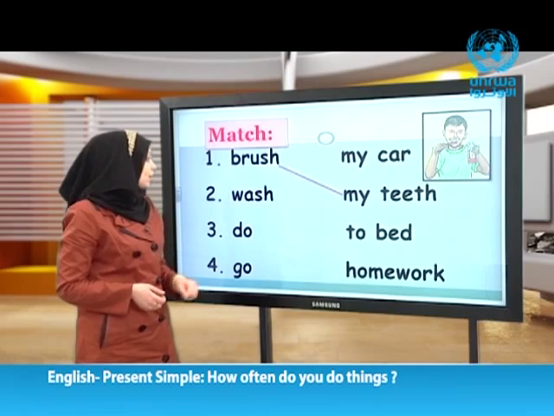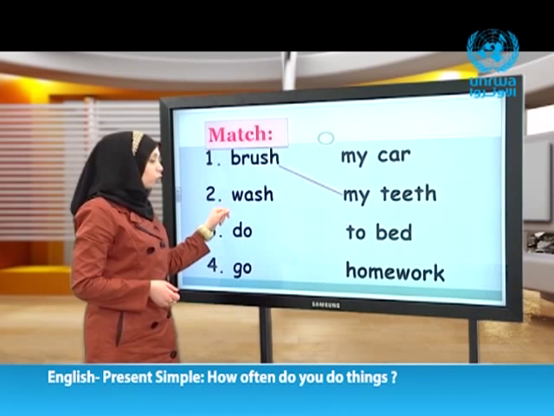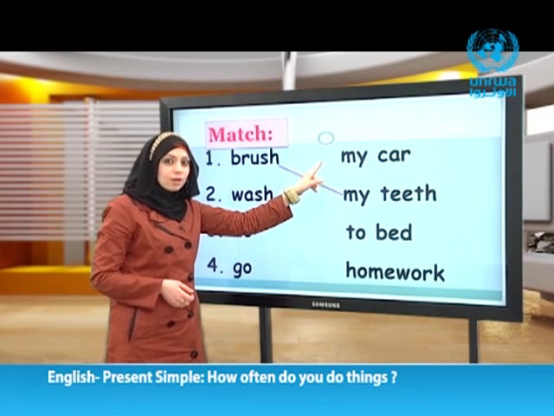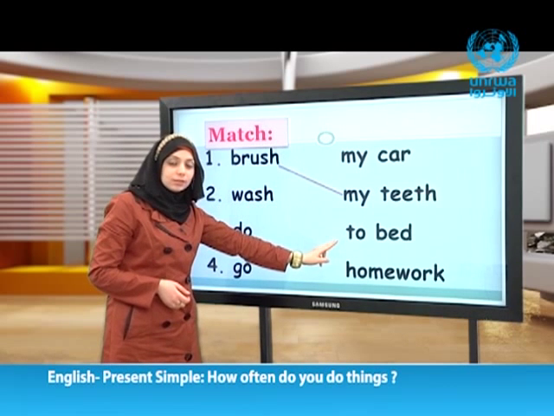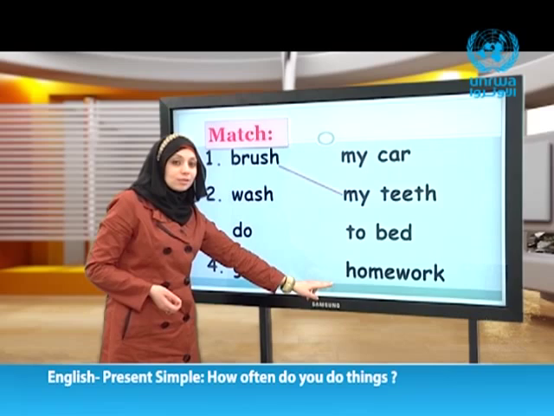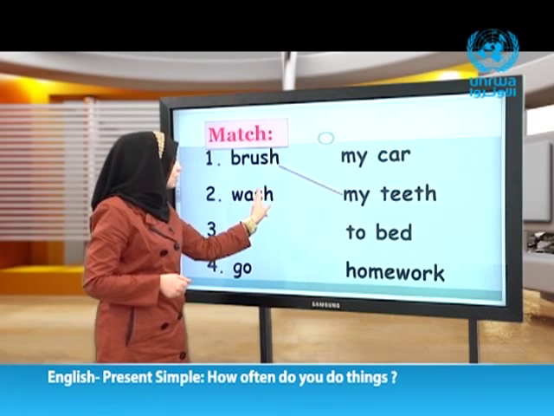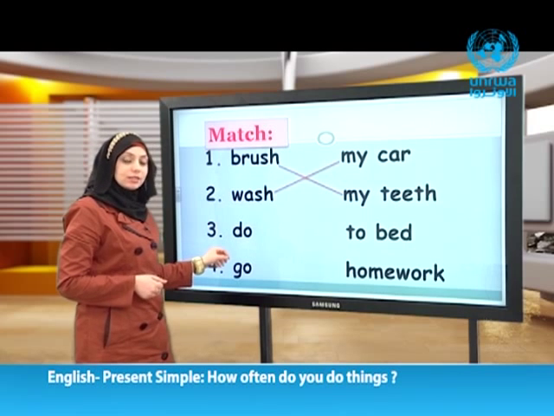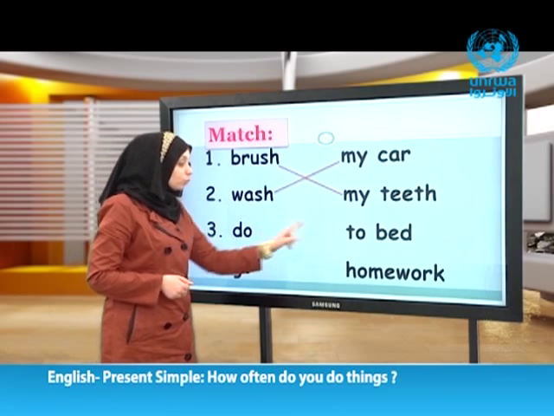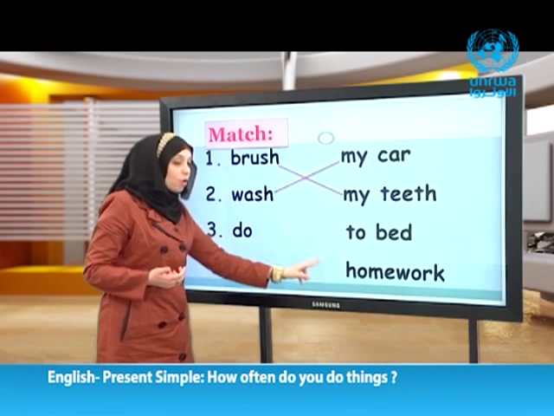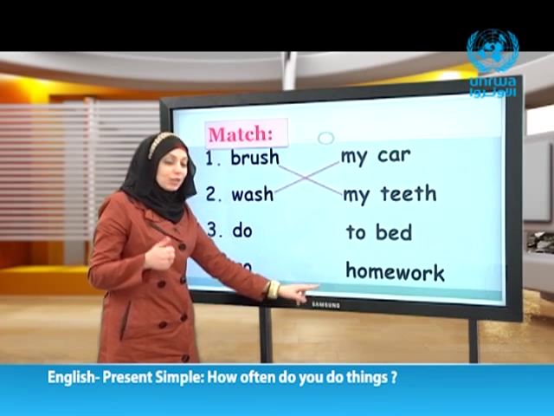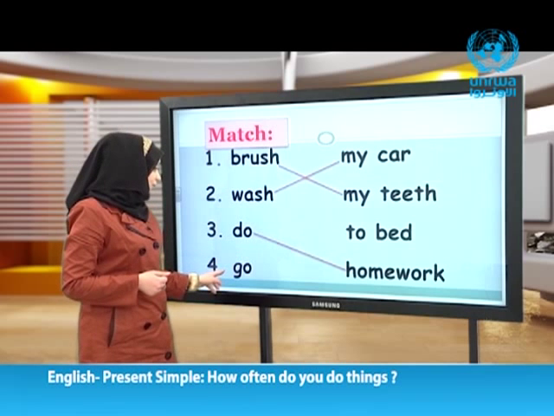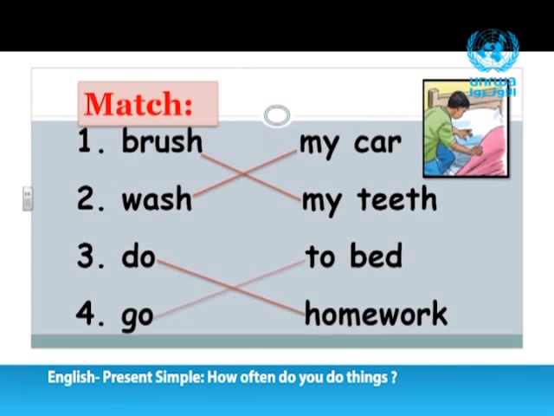Number two. Wash. Look here. Wash my car, wash to bed, or wash homework. Exactly, this is wash my car. What about number three? Do. Do to bed or do homework. Very good. We say do homework. And the last one, we say go to bed.